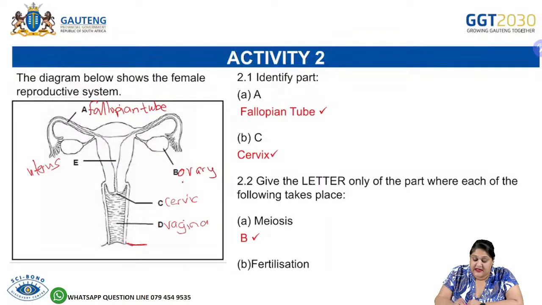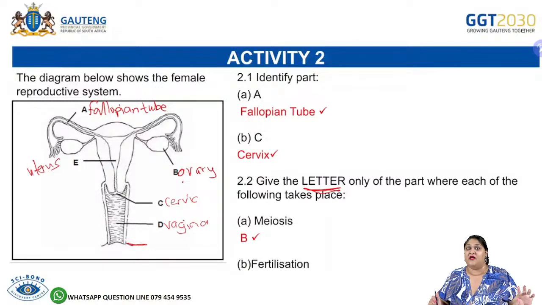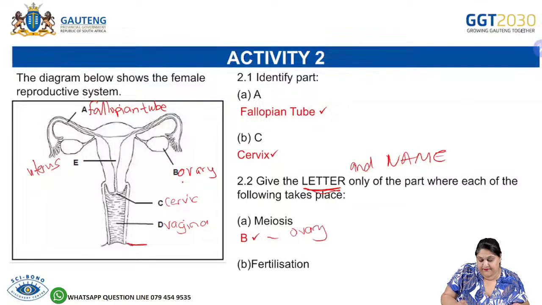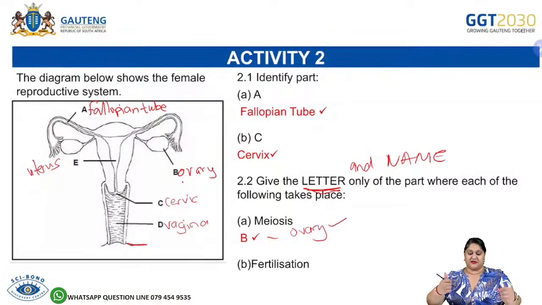Grade 12, they asked us for the letter. Don't go and think, okay, I'm super clever, I know that that letter is actually the ovary, so I'm going to write ovary. You will get 0. They asked you for the letter. If they ask you for the letter, you give the letter. If they ask you to name, you give the name, which will be ovary. If they ask for the letter and the name, then you must say B, ovary. Then you're going to get 2 marks. But you need to answer the question.